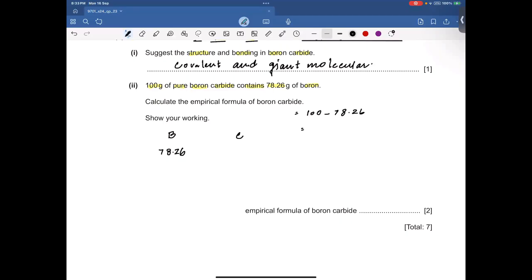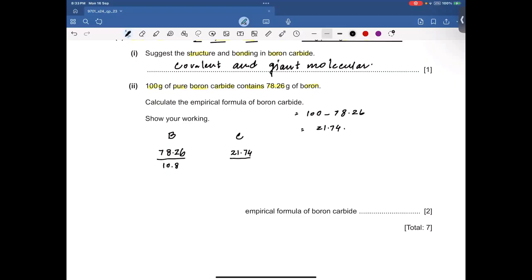is going to be 21.74. So 21.74. The Ar of boron is given in the periodic table, which is 10.8. The Ar of carbon is also given in the periodic table, which is 12. Let me calculate the values so that I'll get the answer. So this value is going to be 7.246. And this value is going to be 1.811.